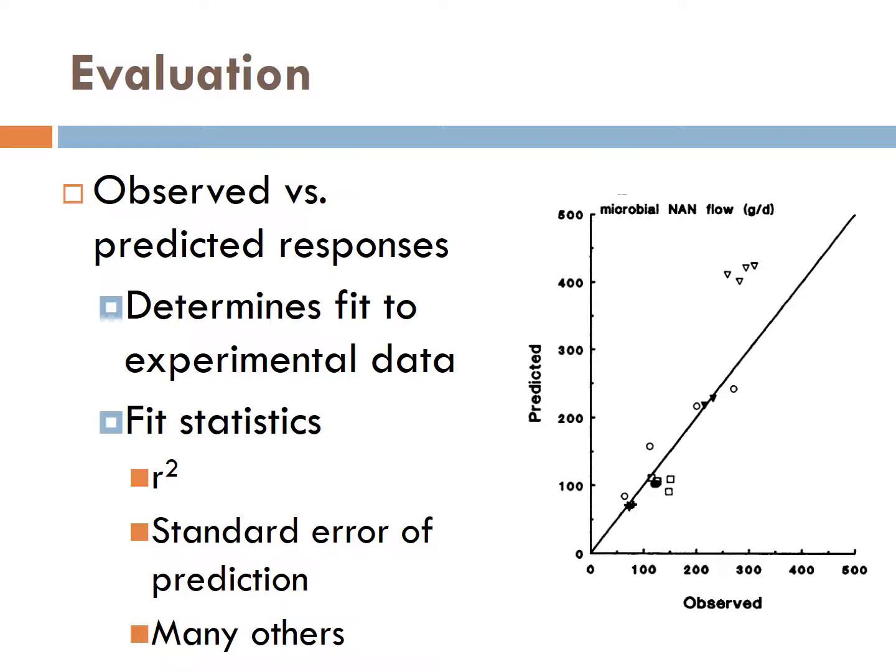When we compare observed and predicted responses, we're determining the fit of the model to experimental data. We saw this kind of evaluation in the last lecture. For example, with the Dijkstra model, observed and predicted microbial non-ammonia nitrogen flow was compared. In addition to providing plots of the observed and predicted responses, we can express the fit using fit statistics like R-squared, standard error of prediction, and many others.